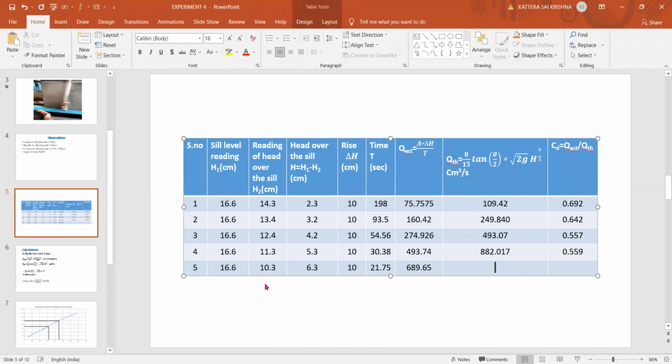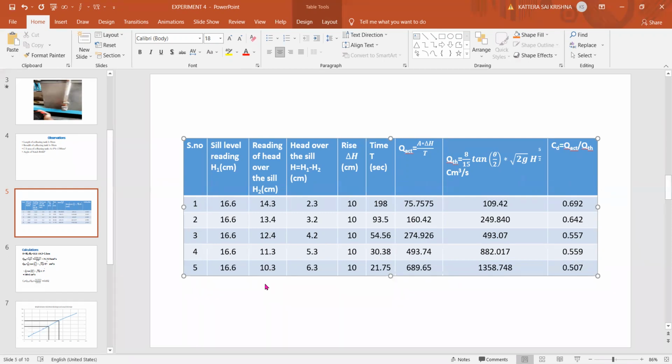1358.748. 1358.7, 748. Okay, thank you. Next, the last CD value. 0.5075, 0.507. Okay, all three digits are taken.